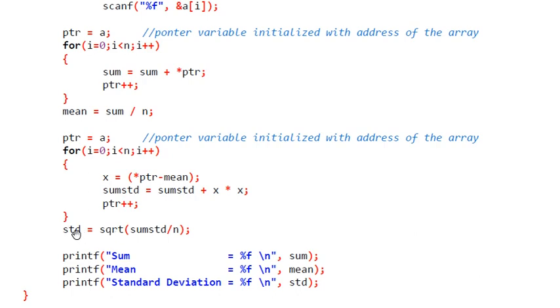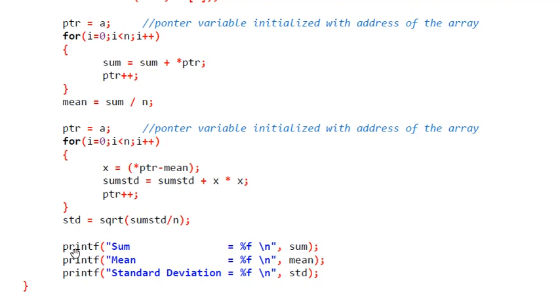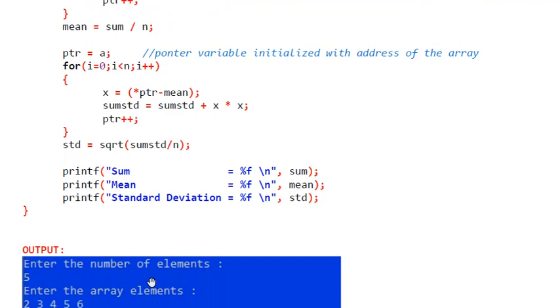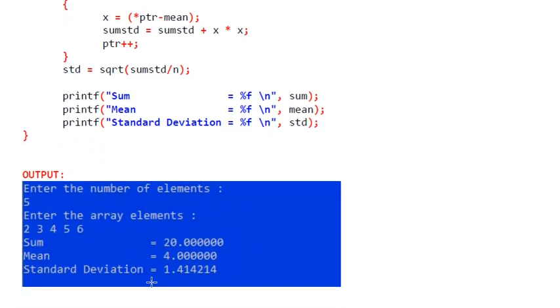So at this point we have calculated the standard deviation. We are going to print all the three values. printf sum is equal to %f new line. So we are going to print the sum. Mean is equal to %f, mean is stored in the mean variable, and printf standard deviation is equal to %f. The std variable stores the standard deviation. That is how the program will print the three values, and we will see the output here.